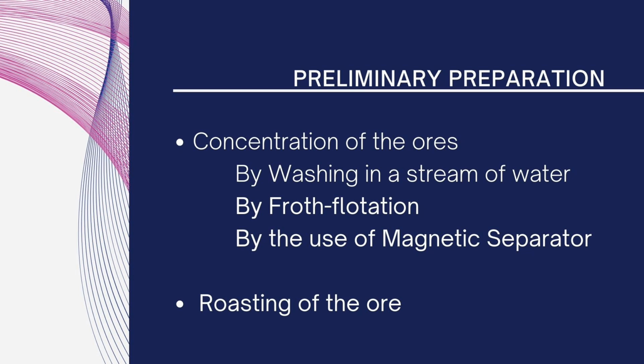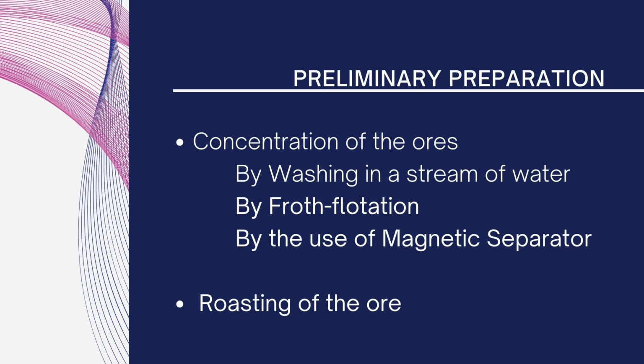So the preliminary preparation of metals includes fundamentally two steps. Number one, the concentration of the ores, and number two, the roasting of the ores. These are the two major steps that are needed to prepare a particular ore for a particular metal for extraction. Now, on the concentration of the ores, I'll talk about three things to be done on the ore in order to concentrate the ore.